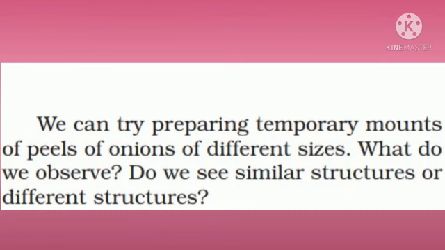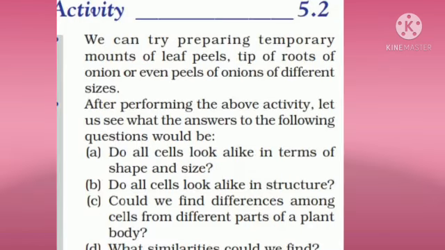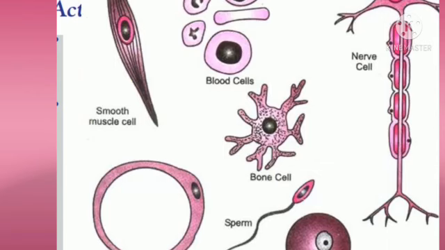We are going to do the second activity, that is 5.2. Here we are going to prepare different slides from different parts of the plant, that is root, stem and leaf, etc. The first question is, do all cells look alike in terms of shape and size?